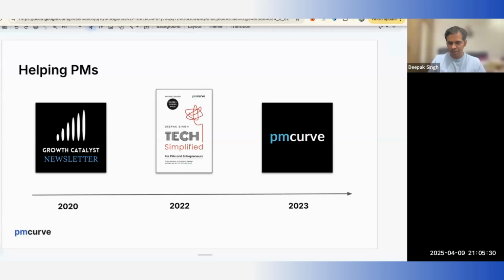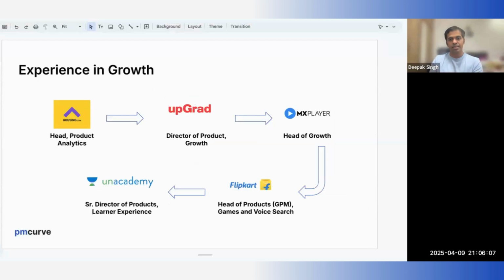And then in 2023, 2 years back, I started pmcurve. As part of pmcurve, I built numerous programs, starting from advanced growth program to product sense and strategy. And just now we launched Tech and AI program, where we cover advanced topics in tech and AI product management, right? I also have built a few free courses. So I keep doing sessions like this, but I've also done AI assisted prototyping, which is a free course available on pmcurve.com. So you can go and check it there, right? So that's broadly the reason I'm conducting this session.